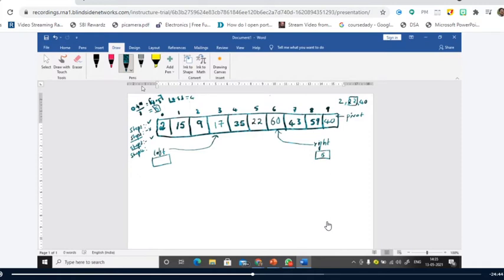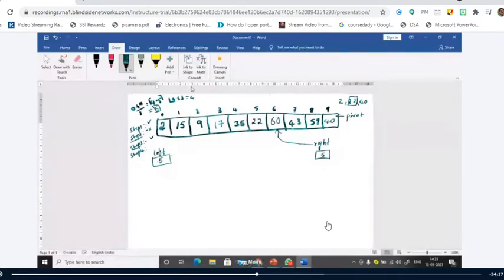Becomes 4 and my pointer is pointing. Right. Now again compare 35 with 40. Since 35 is less than 40, what should I do? Increment, sir. Increment the left pointer by 1, such that it is pointing to 5.